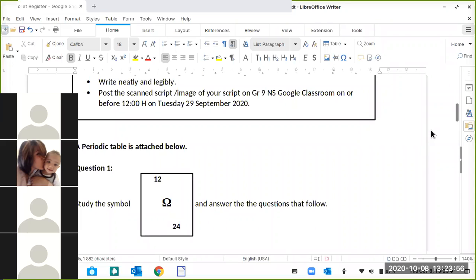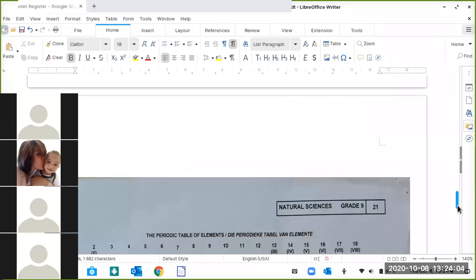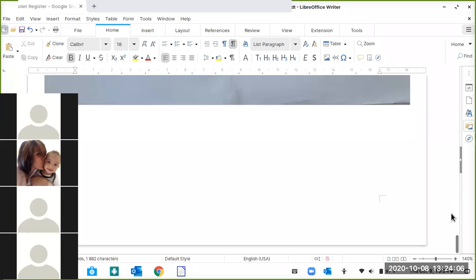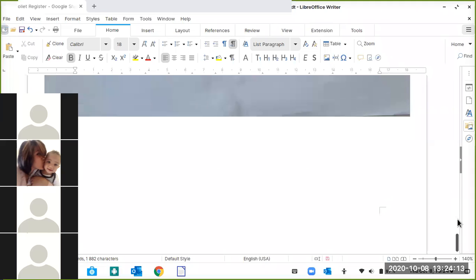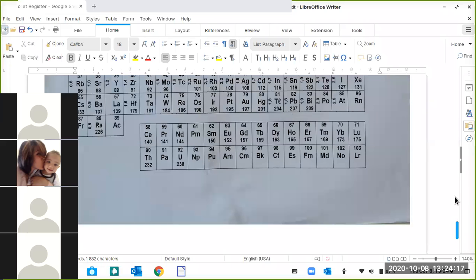Now, if you check on that one, it's 12 and 24. Then you must quickly go onto your periodic table and check the element there. What element is it from the periodic table? The smaller number is 12 and the bigger one is 24. So we must know what element it is.